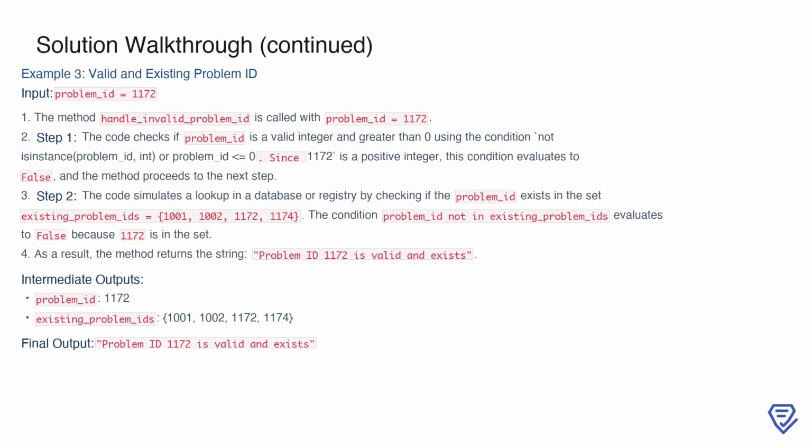Here, the condition problem_ID not in existing_problem_IDs evaluates to false because 1172 is present in the set. Consequently, the method determines that the problem ID is valid and exists, returning the confirmation message, "Problem ID 1172 is valid and exists." The intermediate outputs include the problem_ID and the set of existing IDs, while the final output confirms the validity and existence of the problem ID.